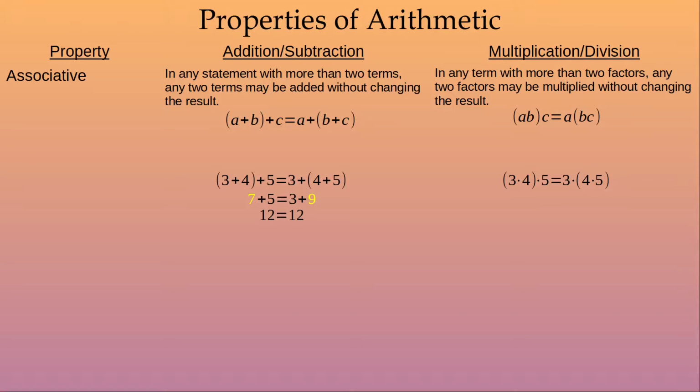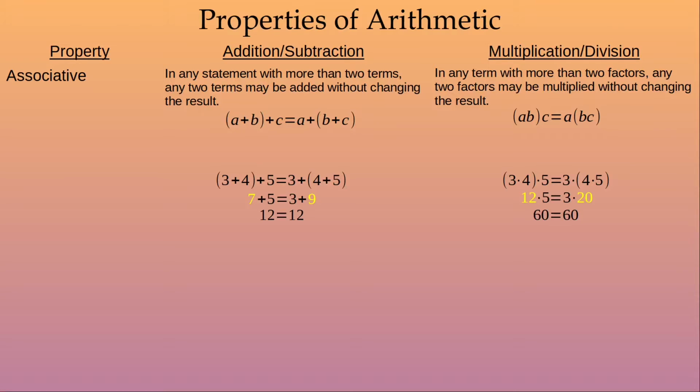So here's an example. I'm using the same numbers for A, B, and C, 3 times 4 times 5. Okay, so on the left side I've got 3 times 4 first, which is 12. And on the right side I've got 4 times 5 first, which is 20. 12 times 5 is 60, and 3 times 20 is also 60.